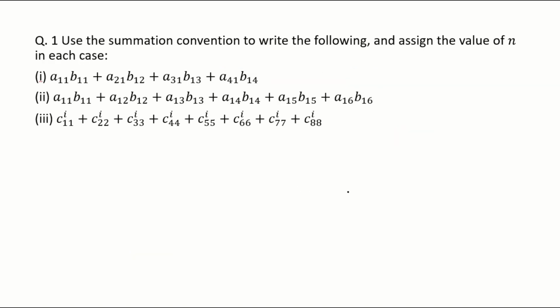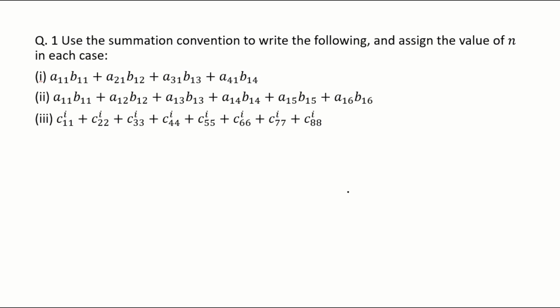Now let's discuss some questions based on that. This is question number 1. Use the Einstein summation convention to write the following and assign the value of n. That means first, by using Einstein summation convention, you have to write this summation in the form of one term, and then we have to find the value of n.